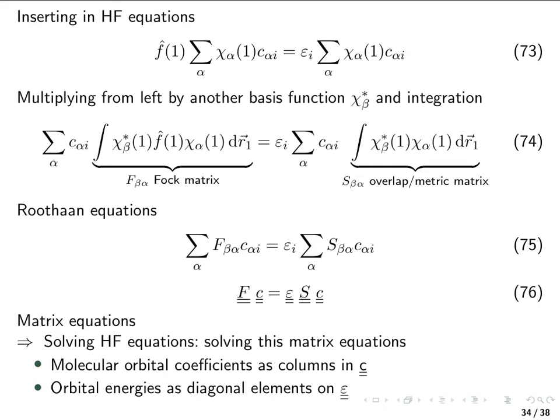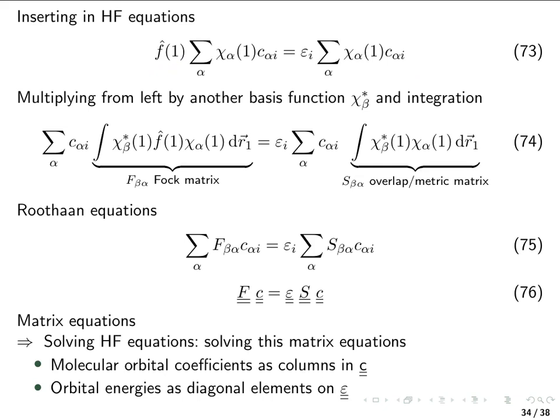Now the way one does this, one multiplies the Hartree Fock equations from the left with another one of the basis functions, we take the complex conjugate, and then we integrate. And in this way we actually transform the differential equation, because the Fock operator still includes the kinetic energy operator, which is a differential operator. So although it looks like an eigenvalue equation, it is still also a differential equation.